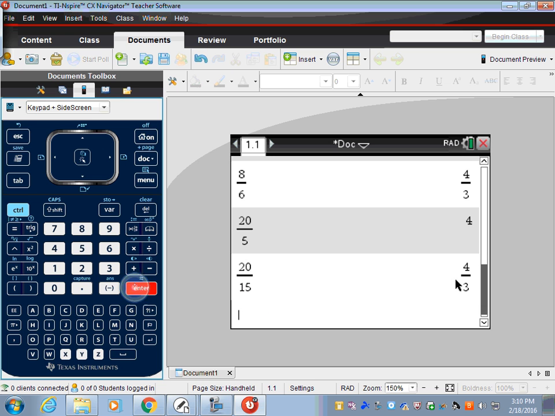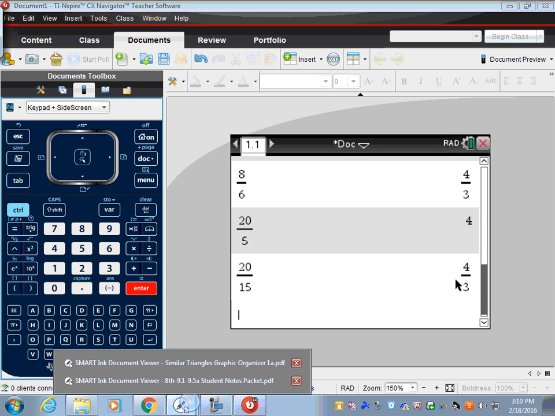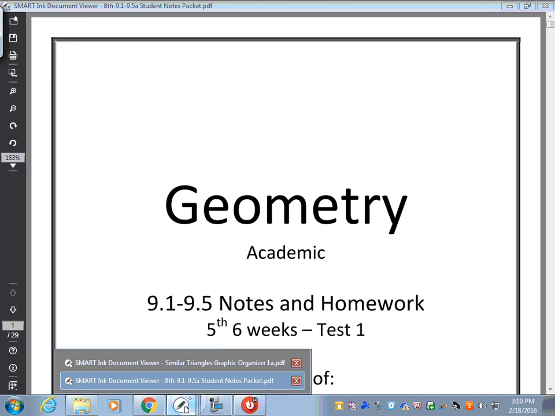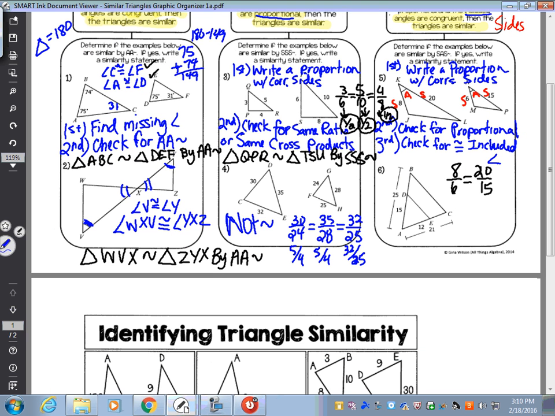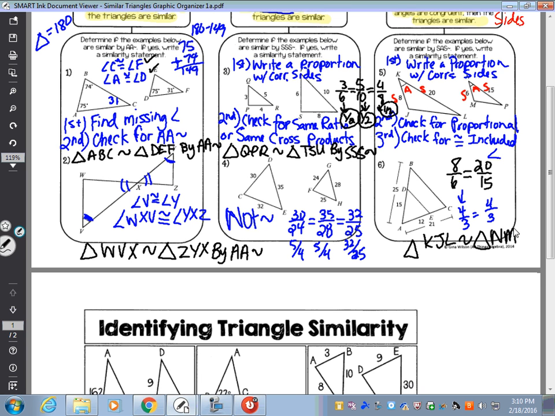All right, finally. Okay. So, did y'all get the same answer? We got 4/3. All right, what did I just prove? Okay, yeah, they're similar. Okay, they're proportional. So, I can write my similarity statement. I would say triangle KJL is similar to triangle NMP, and I knew I was going to run out of room, by side angle side similarity.